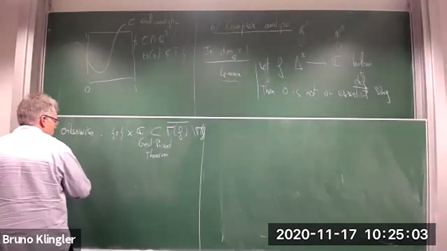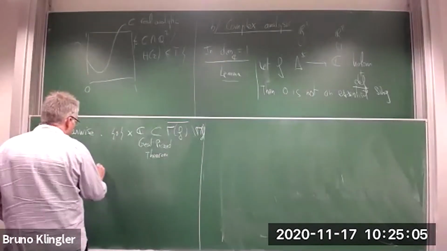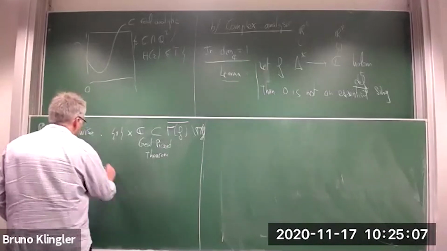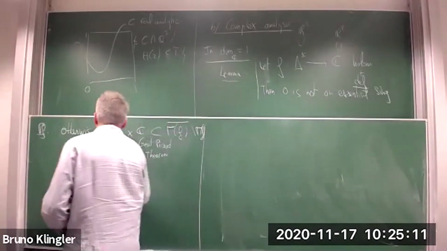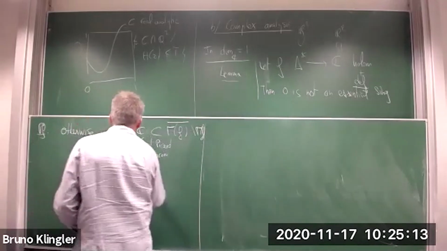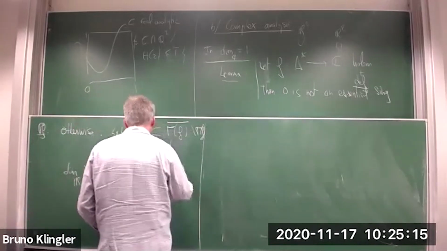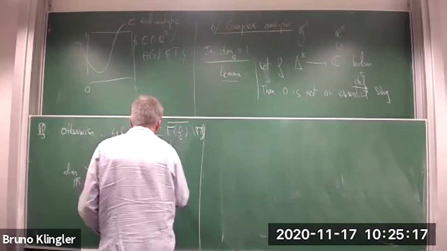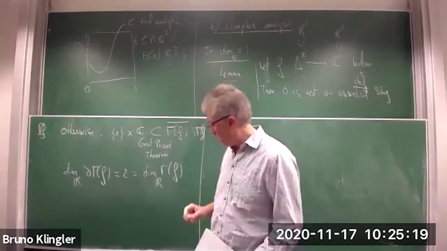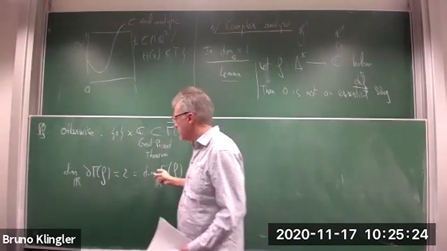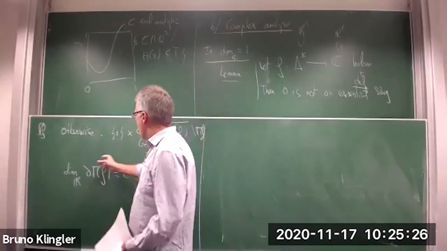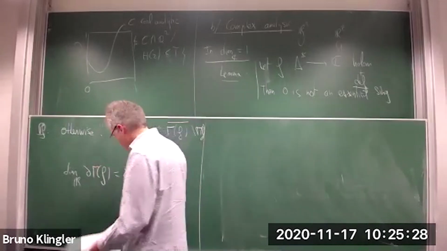But then you are already done, because this means that the dimension of this boundary of the graph, the dimension of this set, the real dimension is 2, but this is also the dimension of the graph. So this is a contradiction to the definability assumption of F, because the graph has to be a definable set in some o-minimal structure, so its boundary has smaller dimension.